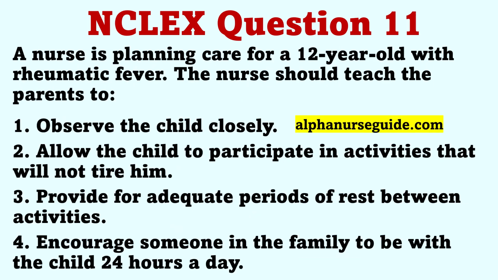A nurse is planning care for a 12-year-old with rheumatic fever. The nurse should teach the parents to: 1. Observe the child closely. 2. Allow the child to participate in activities that will not tire him. 3. Provide for adequate periods of rest between activities. 4. Encourage someone in the family to be with the child 24 hours a day. The correct answer is 3.